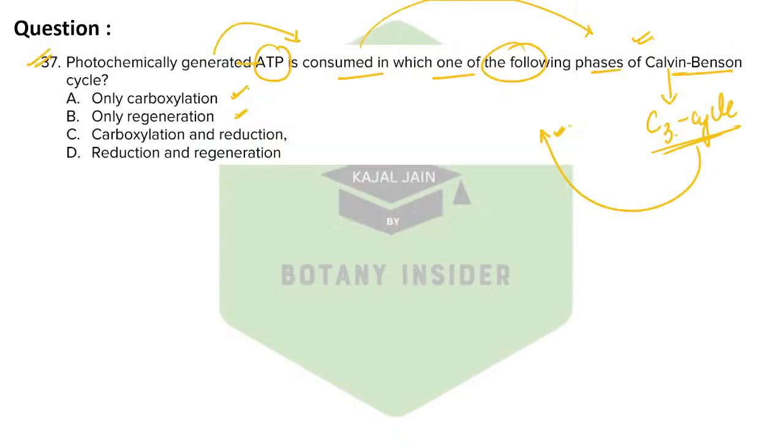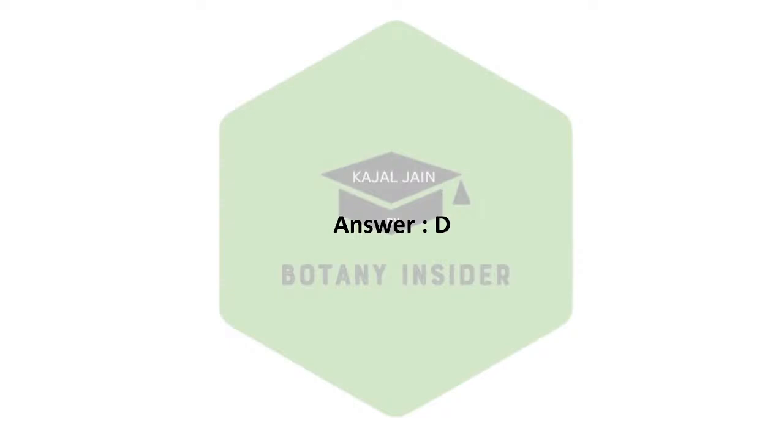Very simple. D is the correct answer. If you have learned about the C3 cycle, it's not difficult at all. In the reduction and regeneration step, we have three steps in our C3 cycle, right? You have carboxylation, you have reduction, and then you have the regeneration going on. So in the second and the third step, reduction and regeneration, we have the utilization of ATP. Very simple, not a difficult question.